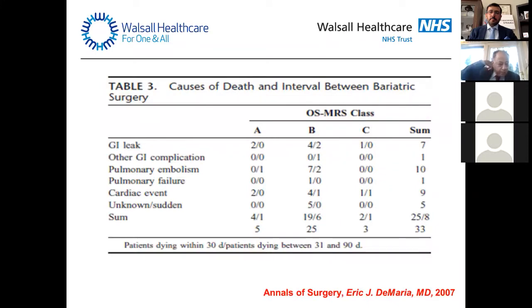And in this paper, the main causes of mortality, we look at this table. Apart from GI bleeding, you can see some of the main ones: embolism, pulmonary failure, cardiac events, and sudden death. Yes, the numbers are small, but it gives you insight into how to select your patient properly. That's the value of preoperative assessment. The surgeon has to pick up the problem patient and send them to a trusted colleague in the preoperative clinic for anesthetic assessment, to look at which one will pull through and which one can cause problems.